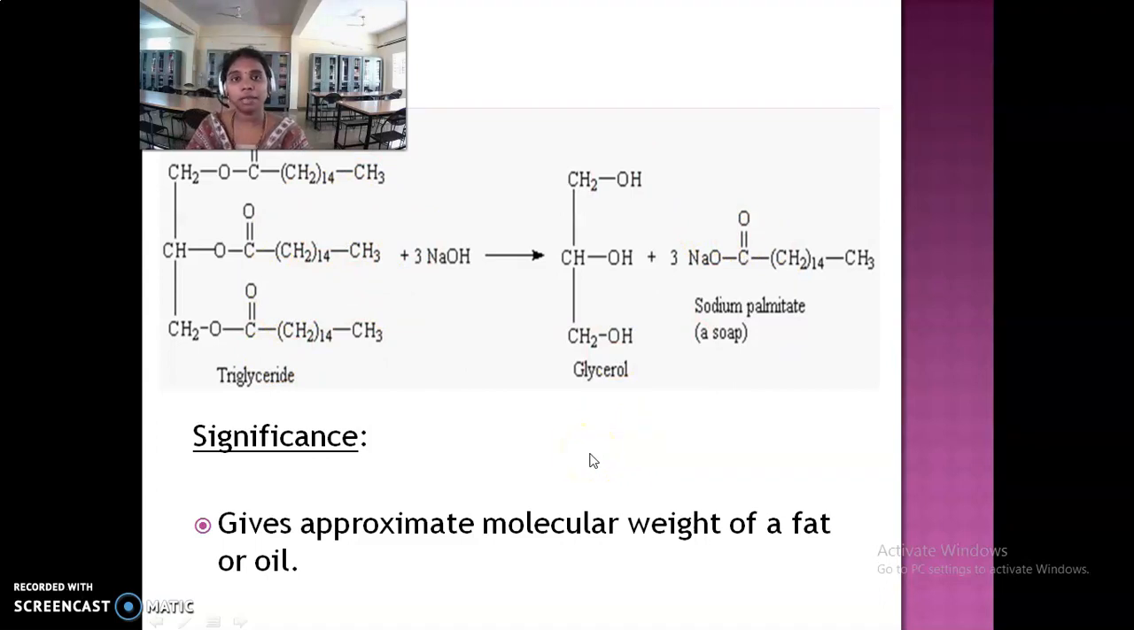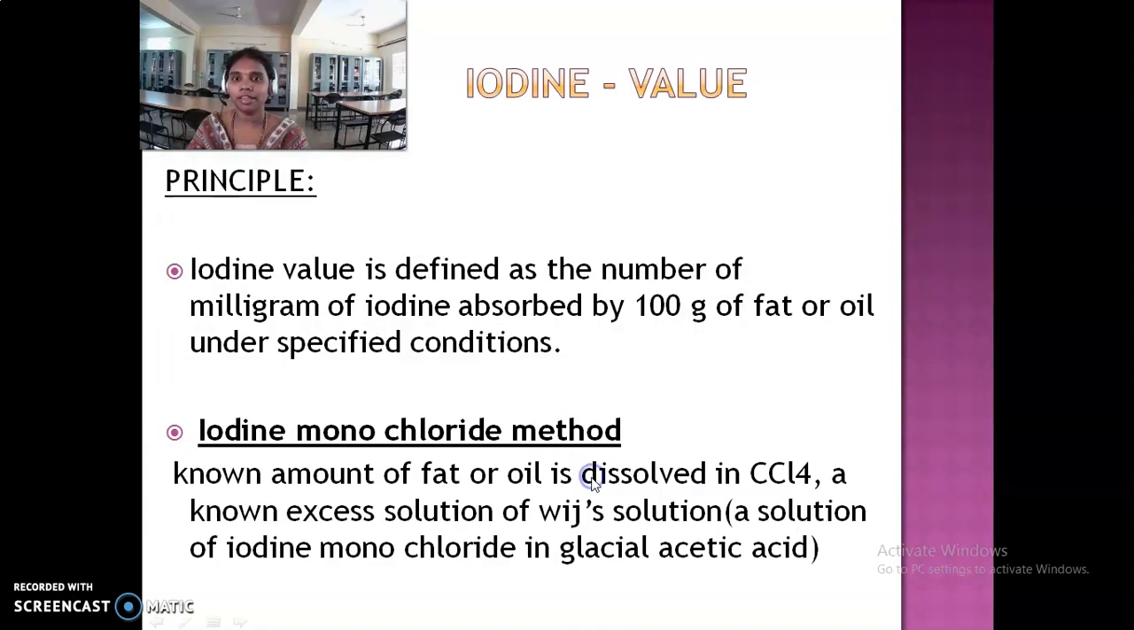Whenever you are learning these analytical constants, you will have to know the significance. When we are talking about acid value, it tells you about the purity of the oil. In case of saponification value, it gives information related to the molecular weight of the sample. And the next one is iodine value. The name itself indicates that iodine is mainly responsible in this reaction.